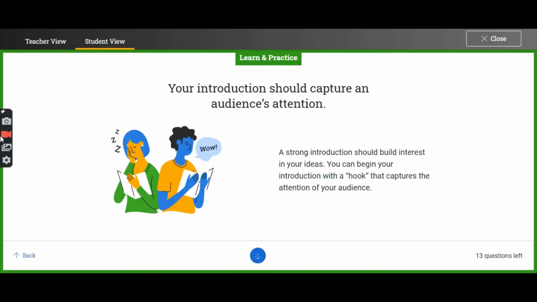Your introduction should capture an audience's attention. A strong introduction should build interest in your ideas. You can begin your introduction with a hook that captures the attention of your audience. As we've talked about in the past, your hook can be several different ideas. It can be a question, a statement, a statistic or fact, a story, or an anecdote that leads into the topic.